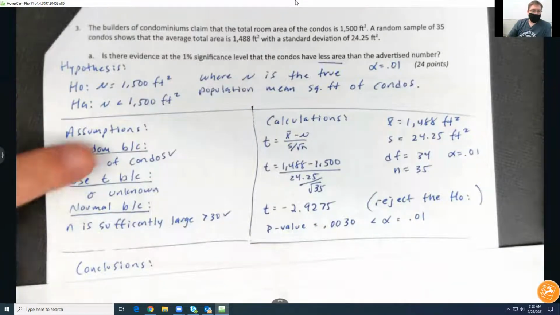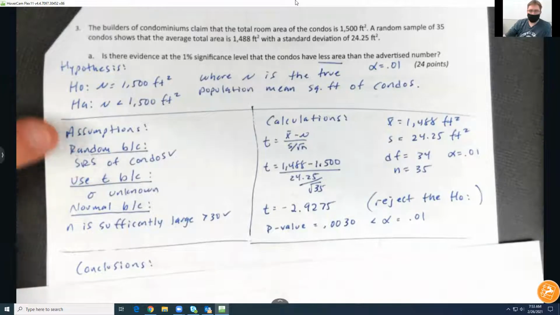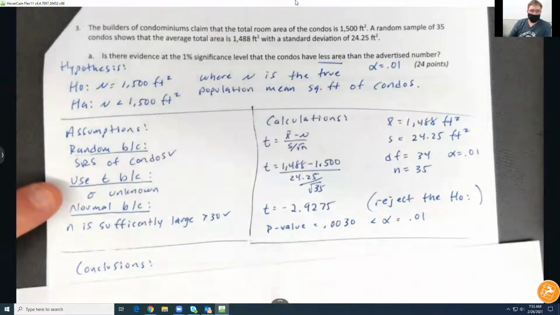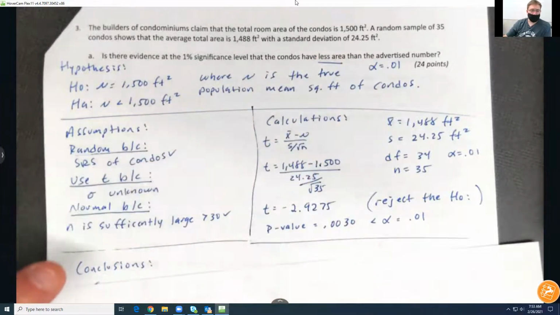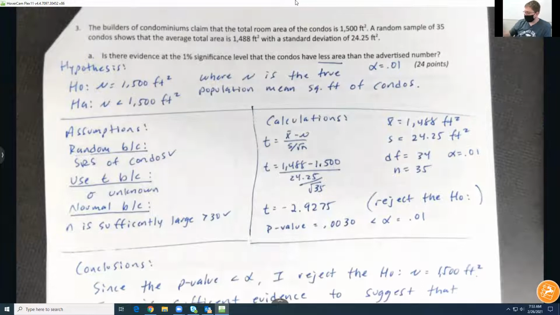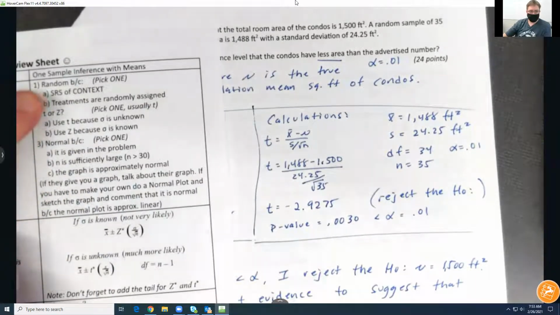All right, write your assumptions. It's random. It said so. We're using T again. Why? Because this is the sample standard deviation. So check. And normal, how do I know? N is sufficiently, in this case, large, 30 or bigger. So again, all of your assumptions are on that little page right here. So just go through them step by step.